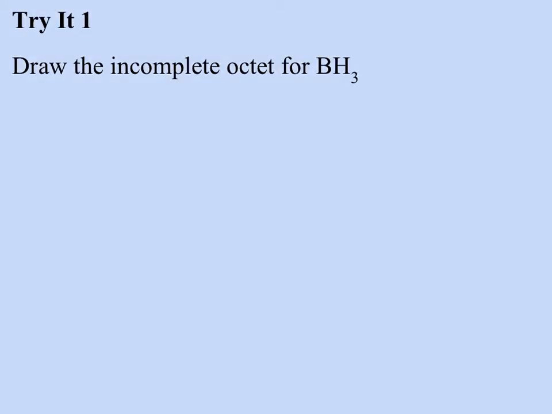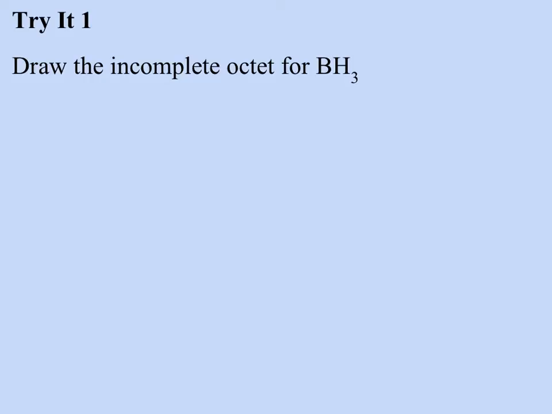So here's an example for you to try. Draw the incomplete octet for BH3. And remember, boron will not form double bonds to get a complete octet. It will just go with what it has. So I would encourage you to pause here and try this on your own. And I will go ahead and put up my solution.